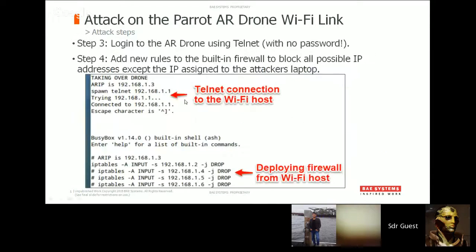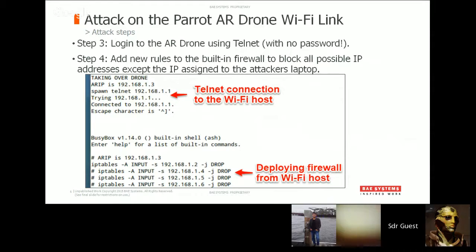And once we get this IP address, we can remotely log into the operating system running on the Parrot drone. The IP address of the Parrot drone is always 192.168.1.1. So we can just use Telnet to remotely connect to the Parrot drone.